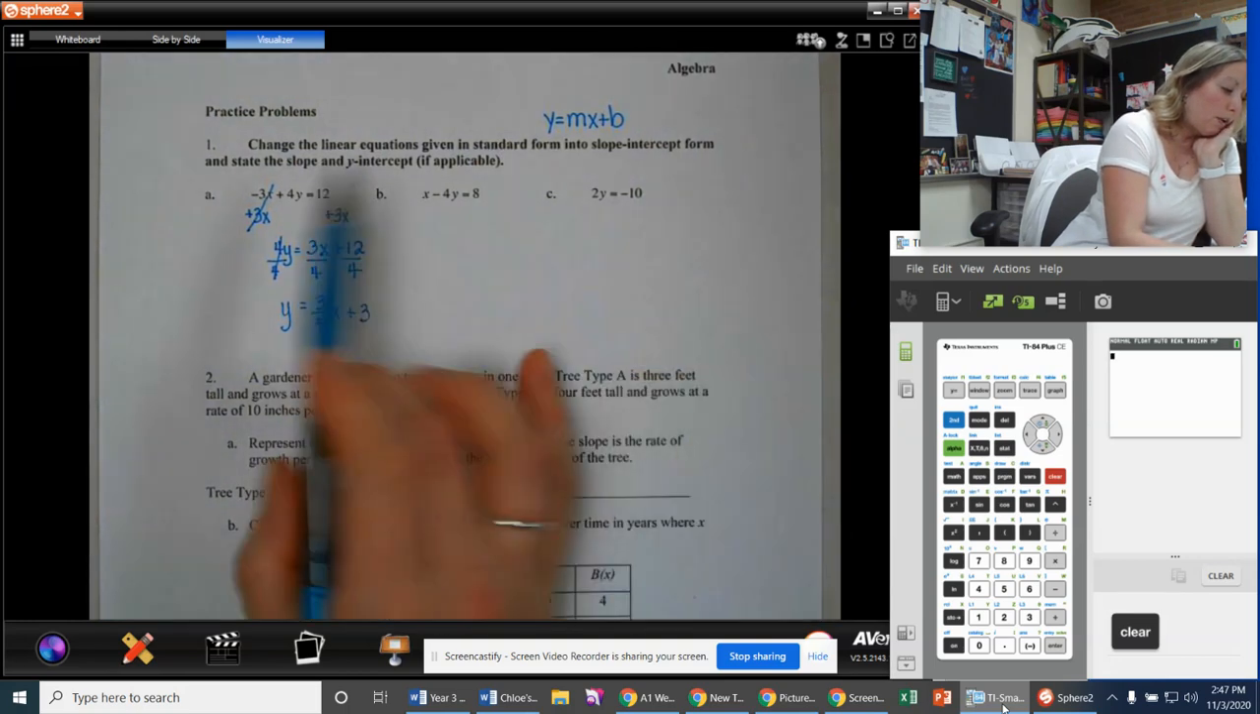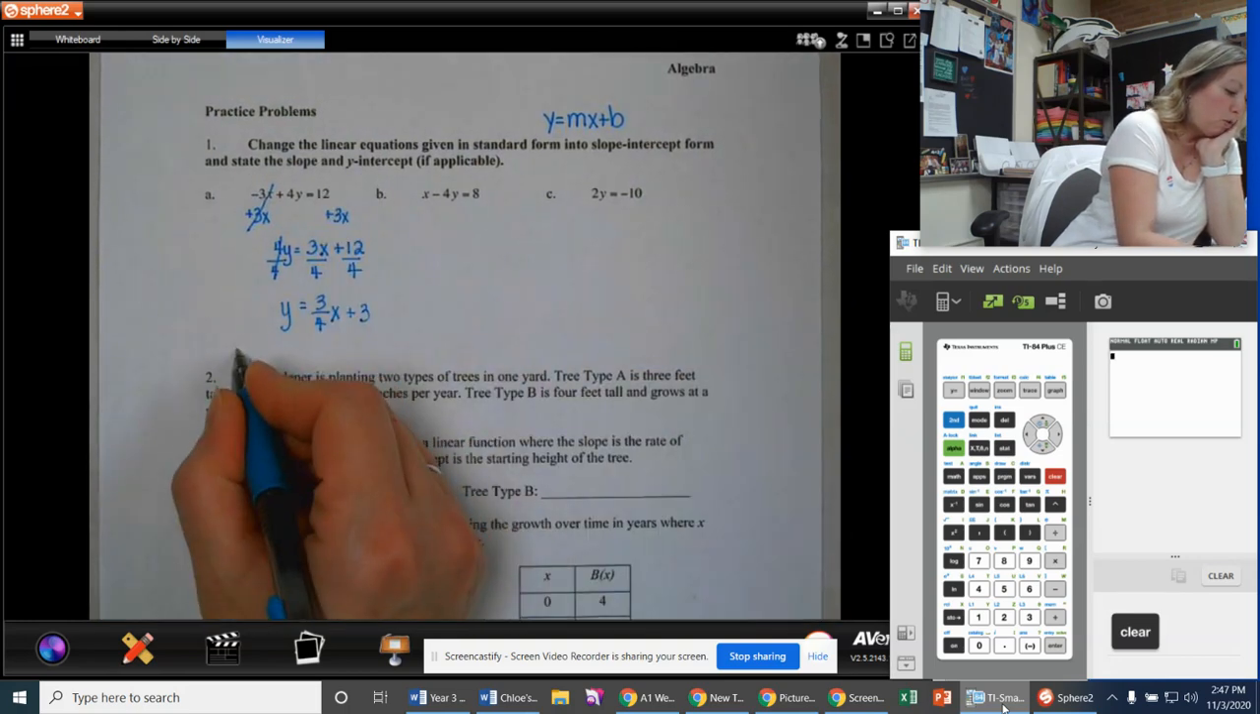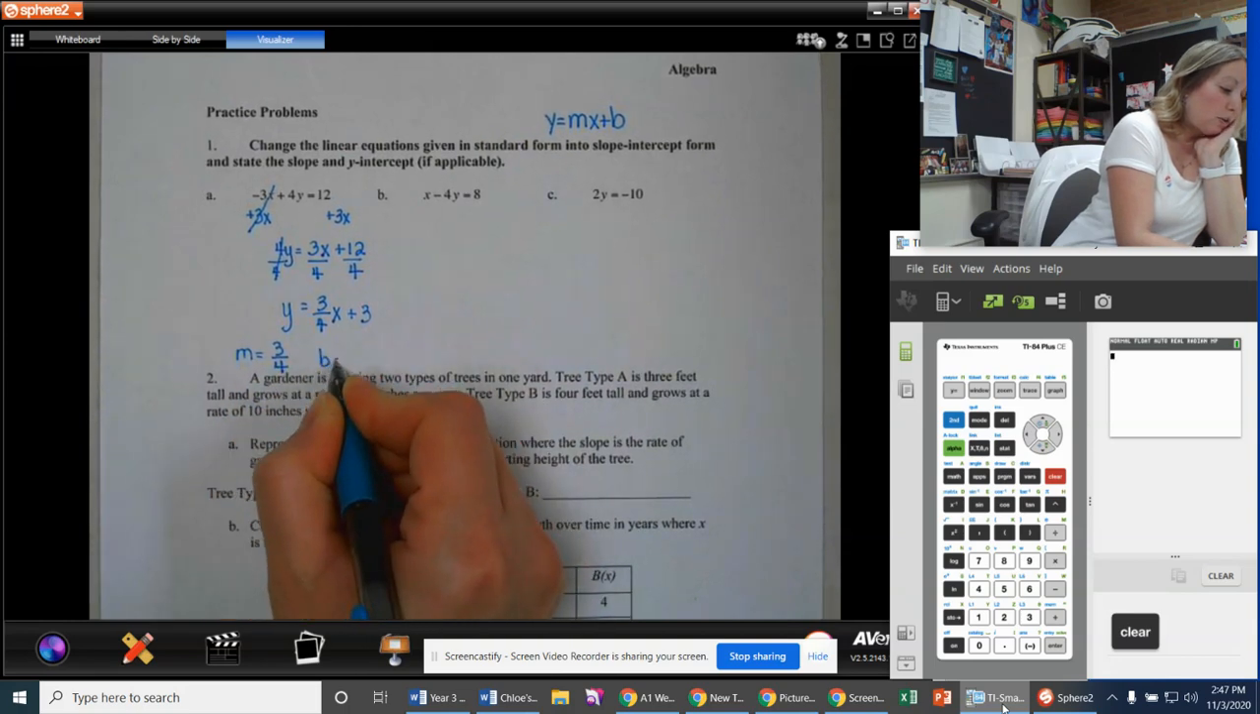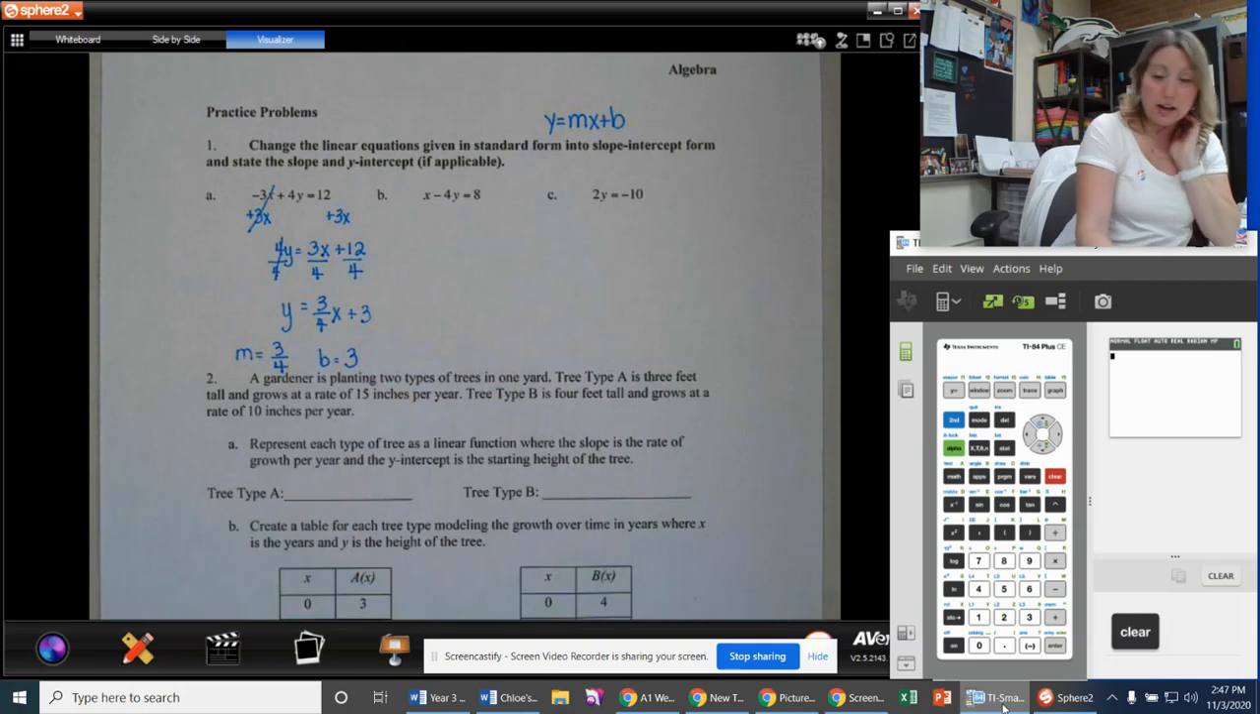So now we want to state the slope and the y-intercept. Well, the slope is always the number in front of the x, and that's a +3/4. The b is always the number by itself at the end. That's the +3. Okay, let's do that again.